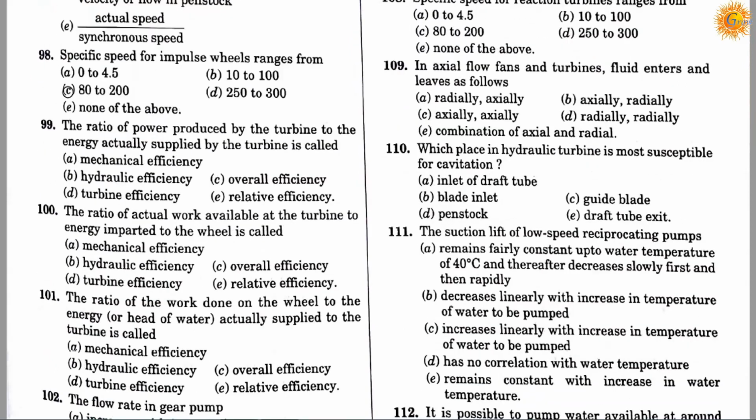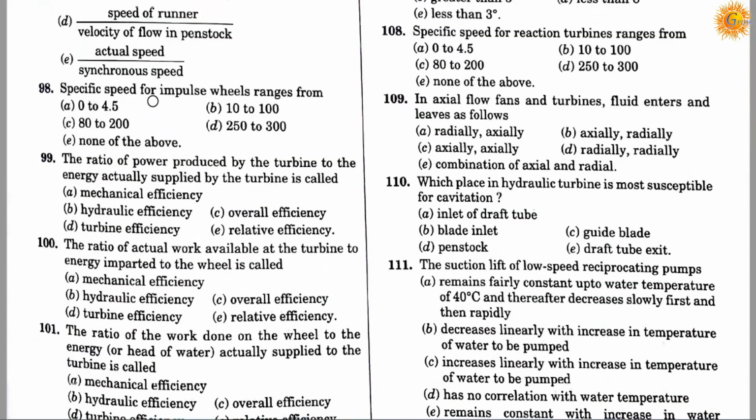Question number 98. Specific speed for impulse wheels ranges from option A, 0 to 4.5, option B, 10 to 100, option C, 80 to 200, option D, 250 to 300, option E, none of the above. Correct answer is A. Specific speed for impulse wheels ranges from 0 to 4.5.